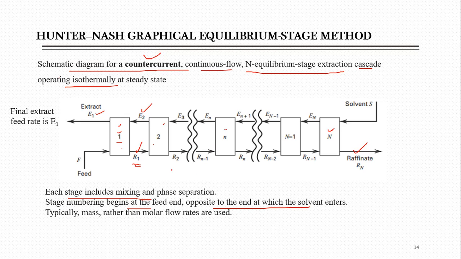Here E1 is the final extract flow rate. Final extract means when you are done with all the extraction, the final extract flow rate is named E1, and the final raffinate flow rate is named Rn.